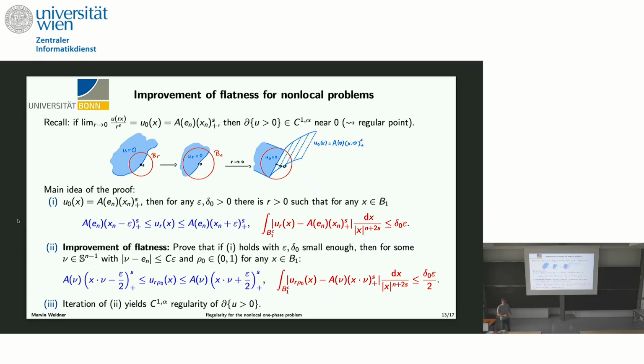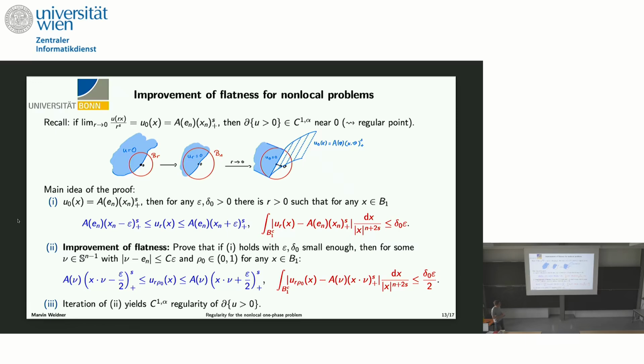Okay, so what we need to do is on every scale, we have to track exactly what the error is, locally and non-locally. We have to track it on every scale to improve it locally and also non-locally. Okay, so this leads to quite technical arguments, but in the end you can do it, and then you can just use this information to get the C1,alpha regularity of the free boundary.